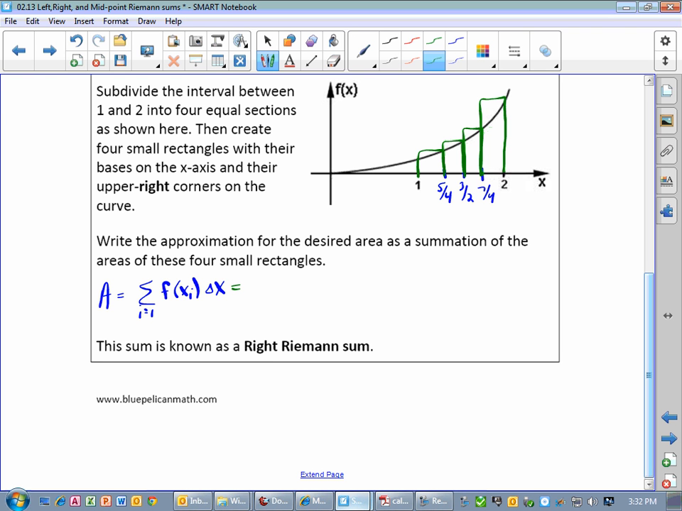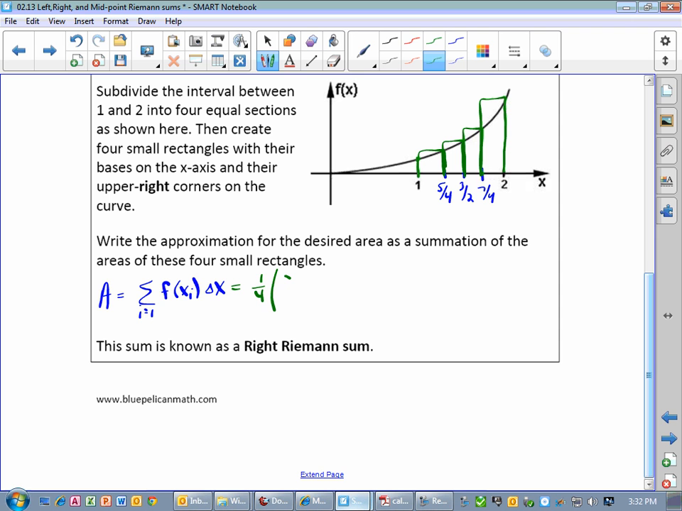Now we already went through this, we can factor out a 1/4, right? So these are all still going to have the same base of 1/4, and so we can leave that 1/4 outside. Now for our right Riemann sum, what is the first x value where we actually evaluate our function? In other words, what's our first height going from left to right? So f of 1? Is that the height of this rectangle? f of 1 is right there, right? Is that the height of the rectangle? No. f of 5/4 is the first height.